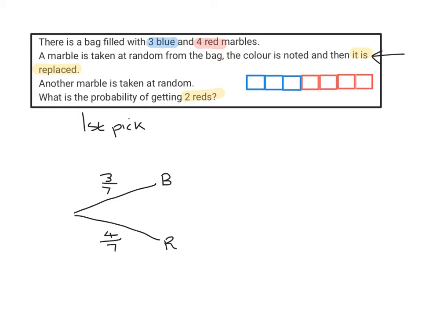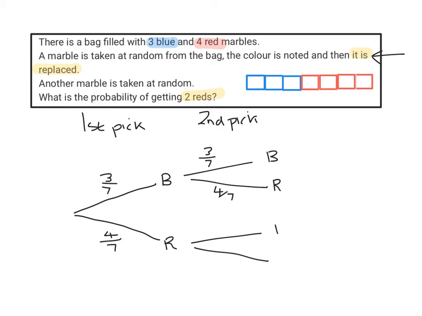So the second pick, the probabilities are going to be exactly the same. They're still going to be the same marbles in the bag. So if I pick a blue the first time, the second time I could pick a blue or red. And it's going to be the same probabilities, 3 out of 7 and 4 out of 7 for red. And if I pick a red the first time, I put it back, so it's still going to be the same probabilities for blue and red the second time. So that's 3 out of 7 and 4 out of 7.